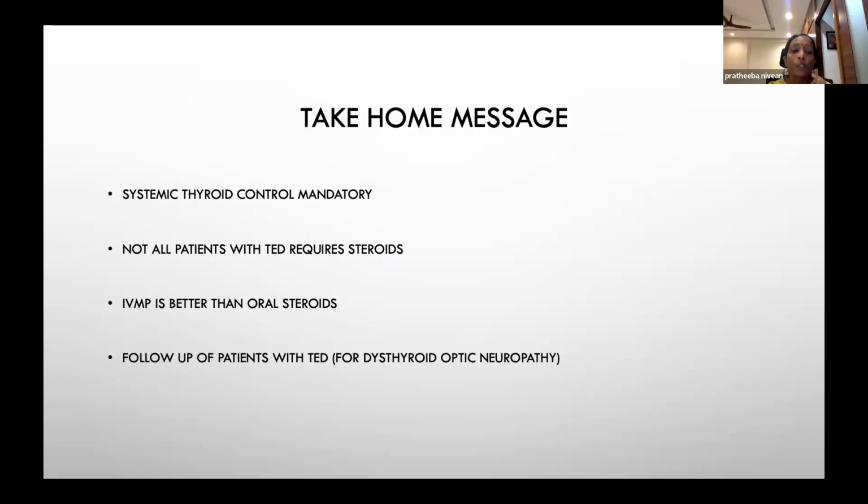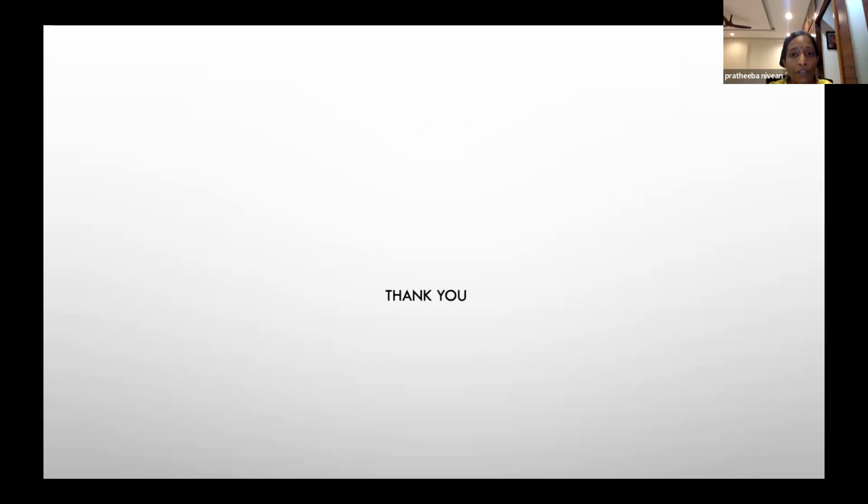So the take-home message as PGs should be: thyroid eye disease occurs in patients with thyroid disease. Systemic thyroid control is very important, and the modifiable risk factors have to be controlled. Not all patients with thyroid eye disease need steroids. You should treat only patients with activity with steroids, and you should also understand that intravenous steroids are better than oral steroids because the relapse is more common and more severe with oral steroids. And as ophthalmologists, we should always follow up patients of thyroid eye disease for compressive optic neuropathy, because that is very important as it can affect the vision.